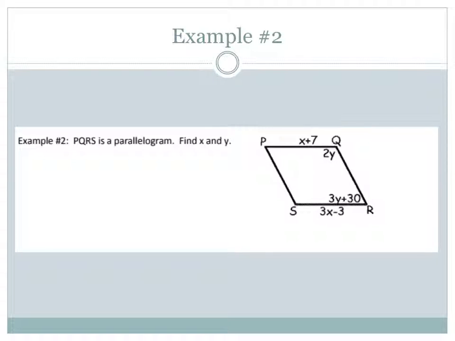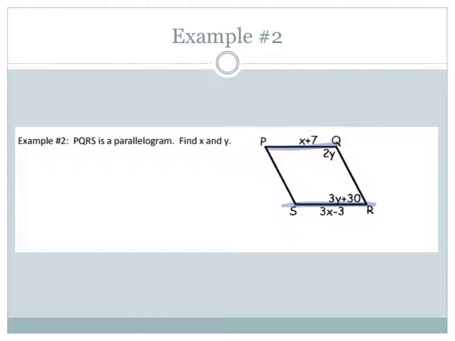PQRS is a parallelogram. Find X and Y. Okay, ladies and gentlemen, let's solve for X first. First thing I notice about X, they're the lines. So what do I know about the opposite sides? They're parallel and they're equal, they're congruent to each other. So to solve for X, we're going to set them equal to each other.